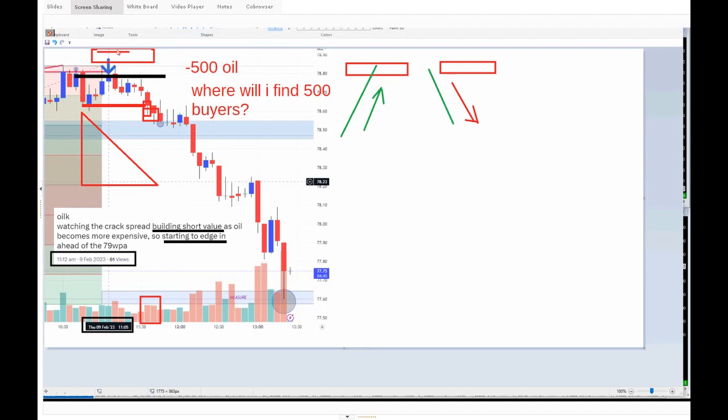We absolutely know there's going to be buyers up here because it's going to be the breakout buyers, the momentum algorithm buyers, the sellers getting stopped. We know there's potentially 500 contracts up here to sell to. The challenge is, what happens if nobody buys in that bid? What happens if you put a big bid in the market and nobody buys? In fact, somebody sells to you against your bid.